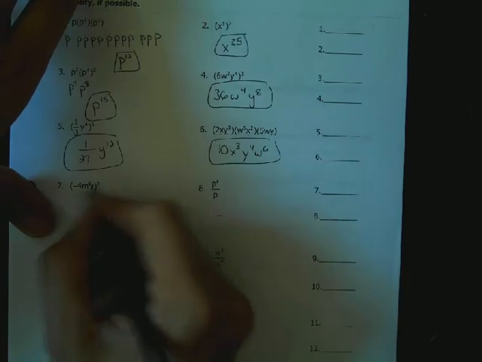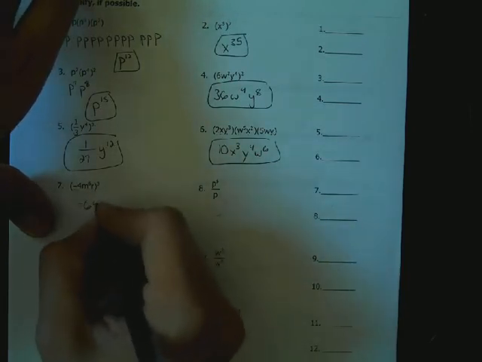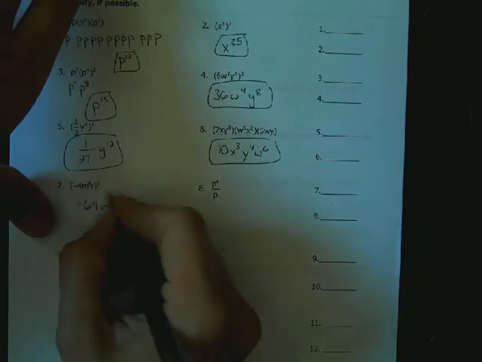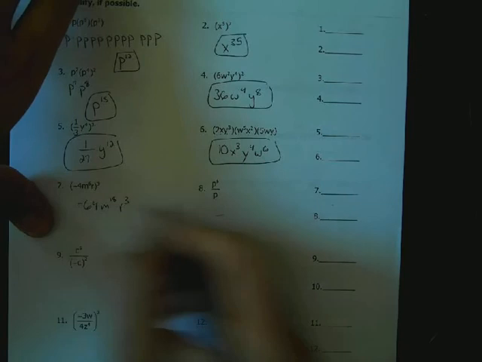This one, cubing everything inside the parentheses again. Negative 4 cubed is negative 64. M to the 6th cubed gives me m to the 18th, and then r cubed is simply r cubed.